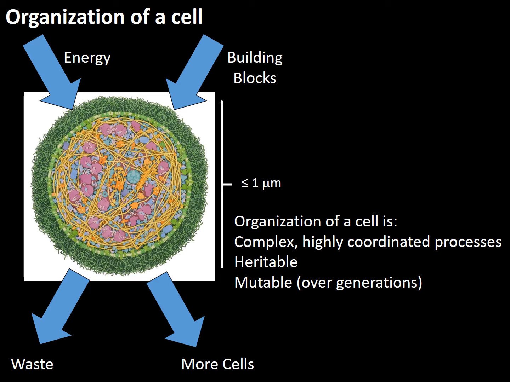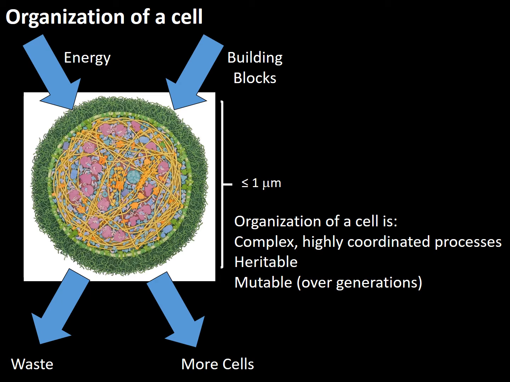Now, if we consider a contemporary cell, we can think about what some of the functions of that system are and what it's composed of, how it's organized. And it's important to recognize that despite being a very small entity, a cell, perhaps only a micron across, packs an incredible amount of molecular information into itself. Now, the primary function of the cell is to take energy and building blocks, or raw materials, convert it into its own organization, maintain that organization, and convert some of that material into waste, and under ideal conditions, more cells with the same kind of functions.